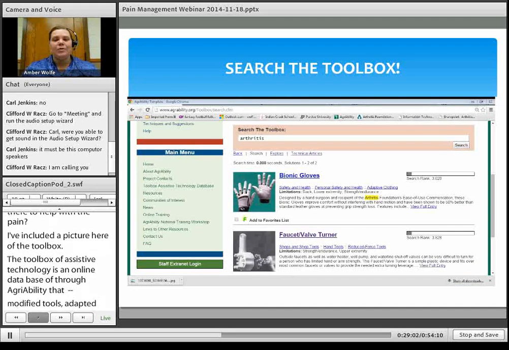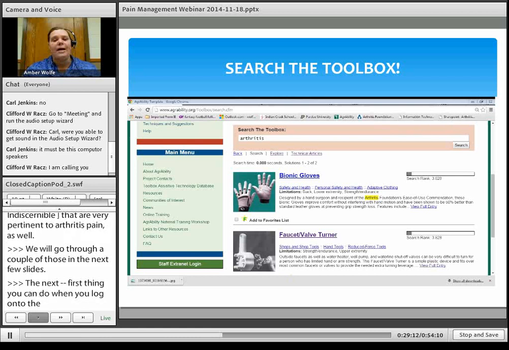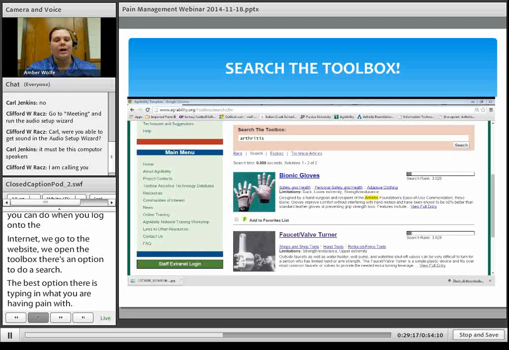The first thing you can do when you log on to the internet and go to the AgrAbility website, when you open the toolbox, there's the option to do a search. The best option there is just type in what it is that you're having pain with. I typed in arthritis, for example, on this first page, and it brought up right away two very ideal types of tools or technologies that could help with arthritis pain in the hands. It brings up the bionic gloves and then the faucet or the valve turner.